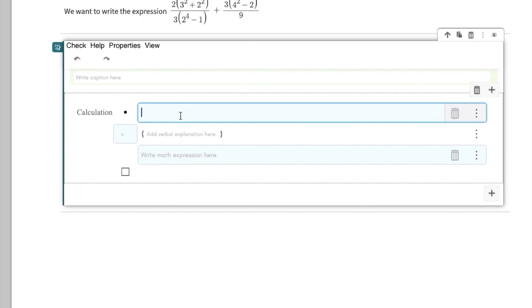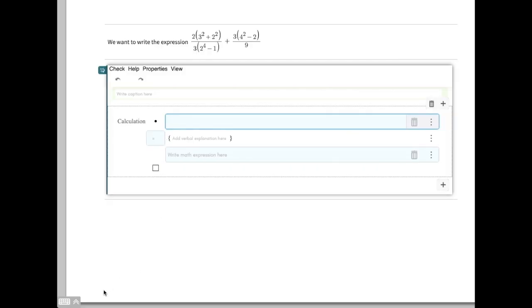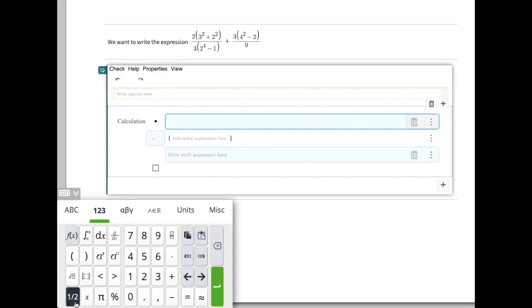There are two ways of writing mathematical expressions, using the mathematics panel and using the keyboard. We start by showing how to use the mathematics panel. The mathematics panel is down here. You can see there's an icon of a keyboard, and if you click this, you will get the mathematics panel. And here are different tabs for different groups of mathematical panels.